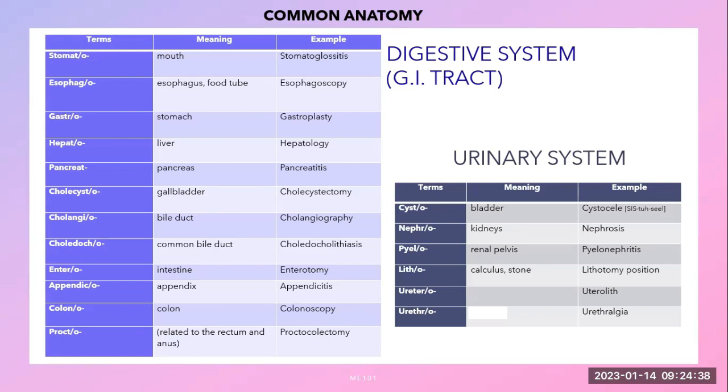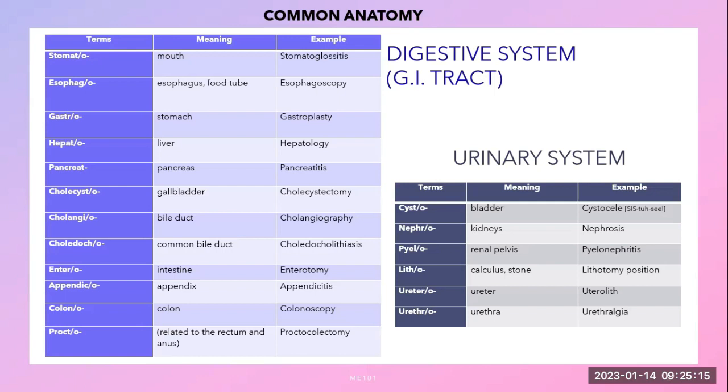So lith, we already talked about that, right? It's a stone or calculus, a little stone from calcium. And the ureter and urethra. They're very similar, so I want to show you. We have ureter and urethra. So what is the difference? Anyone else?